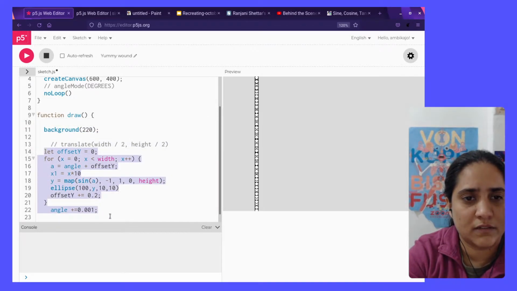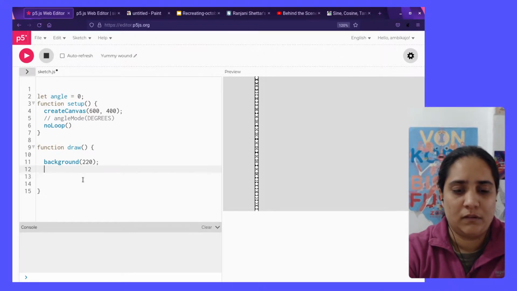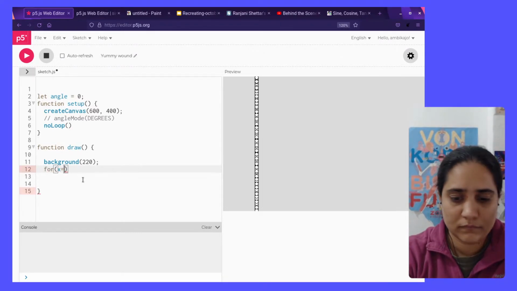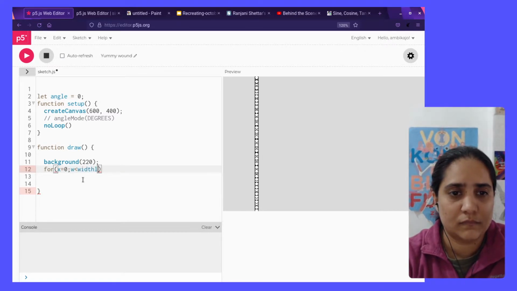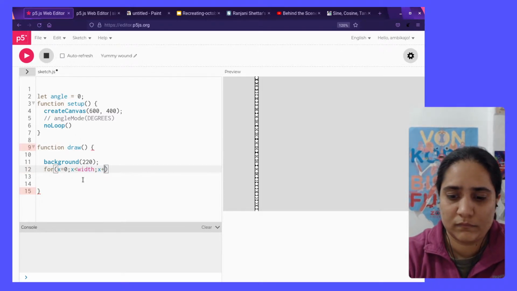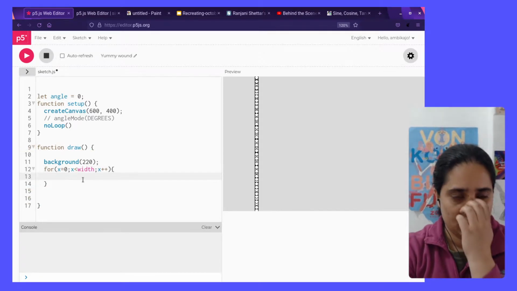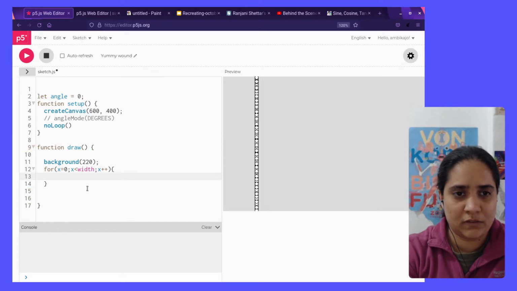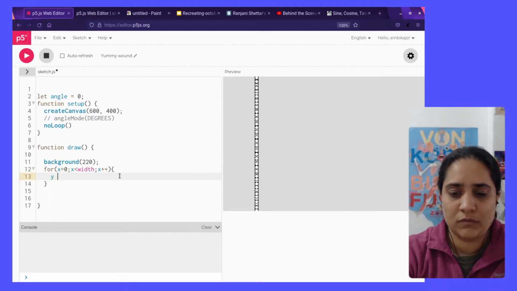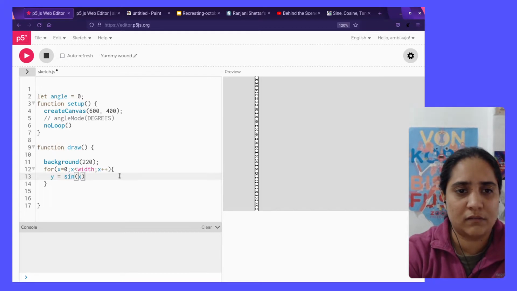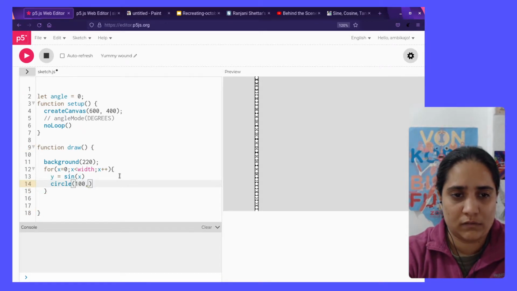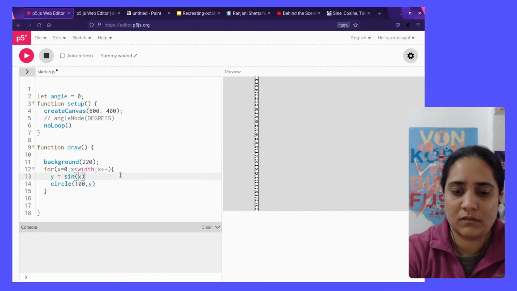Okay, so I'll just try it again with you guys. We'll set up the for loop and of course we'll remove angle mode. Now we could do y equals sine of x, and then let's just see what it gives us if we keep this times 100 maybe.